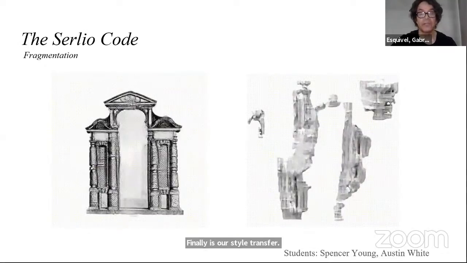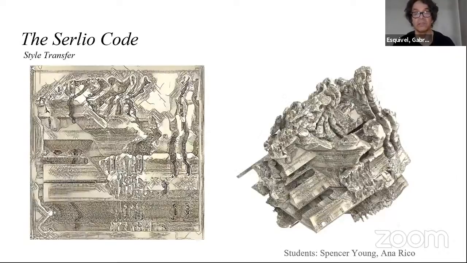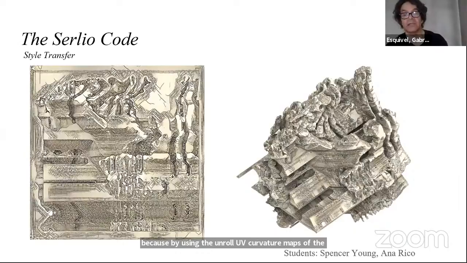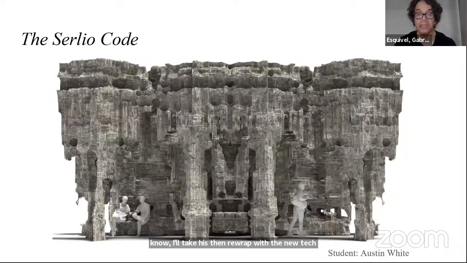The objects are further articulated into a process involving UV mapping techniques and neural style transfer models to move beyond the limitations of perspective and parallel projections. The style transfer procedure begins by using the unrolled UV curvature maps of the capitals objects as the content image, while the Serlian detail image supplies the style information. The object is then rewrapped with a new transfer texture along its paired displacement map. The displacement is baked into the geometry, supplying the object with its new style transfer information.